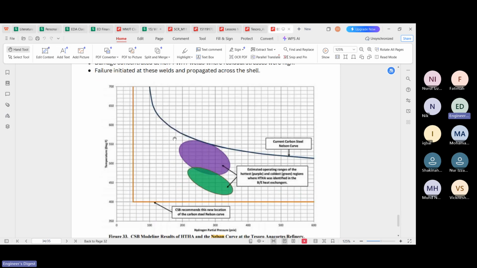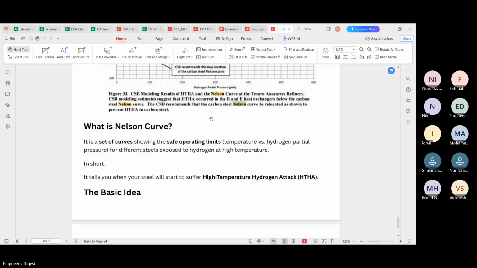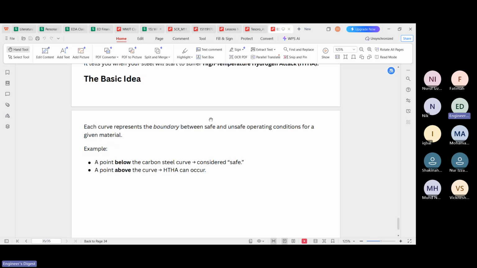Okay, this is your Nelson curve. Whatever is above cannot withstand HTHA. Whatever is below can withstand. But for this particular case, CSB says that this curve is not conservative enough. You need to draw a new line, where below this new line is what we say as safe, and above this new line is what we say as not safe. Okay. Any more questions?